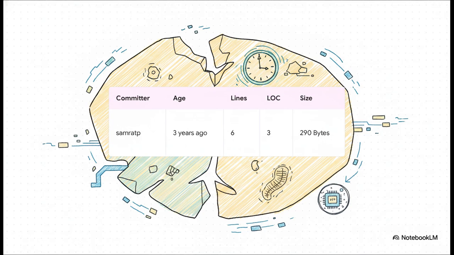Now, what's really interesting about this is how precisely this moment in time is captured. We're looking at the exact forensic footprint this file leaves behind. The committer, as we saw, is Samrat P. The age of this commit? Exactly 3 years ago. The file has 6 total lines of text, but only 3 lines of actual code. And the total size is perfectly measured at 290 bytes. It's completely frozen in amber. We have this 3-year-old commit preserving a microscopic amount of data down to the exact byte. It basically acts as a digital fossil from a specific cloud computing class, perfectly intact, documenting the exact second a student or teacher decided this specific algorithm snippet absolutely needed to be saved.